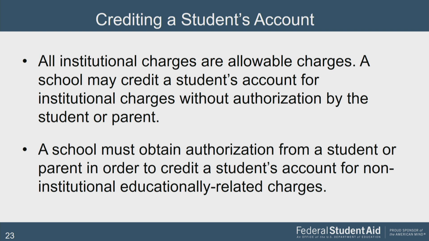All institutional charges are considered allowable charges. So basically, we're talking about allowable charges. You're just talking about those charges for which Title IV aid may be credited to a student's account to cover. A school may charge a student's account for institutional charges without authorization by the student or parent. So the tuition and fees and the room and board provided by the school are charges for which you do not have to obtain a separate authorization to charge. You must obtain an authorization from the student or parent in order to credit the account for other non-institutionally related educational charges. And this is probably something you're all doing.